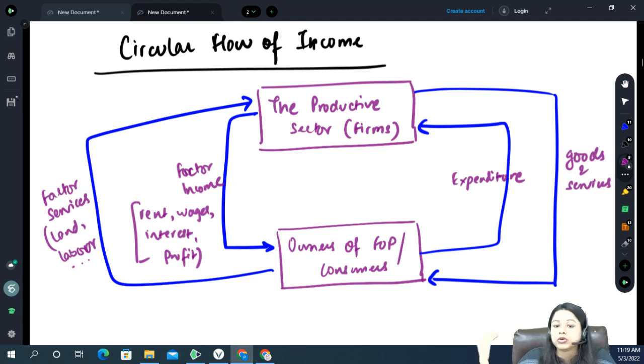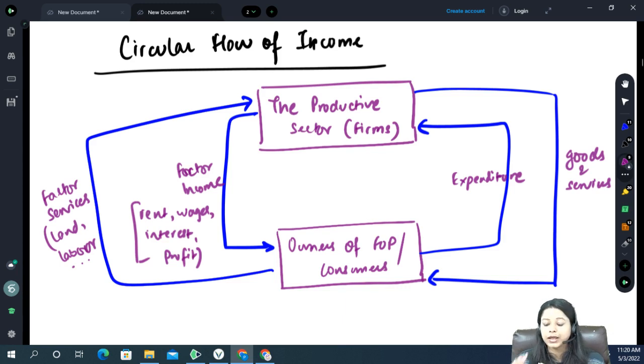Now, what are the micro level economic decisions which the productive sector will make? What type of factor services do I want? Do I want capital? Do I want labor? And in what form do I want to give you the income? Will it be wages, in the form of money or maybe non-monetary forms? That is what the firms are deciding. Owners of capital are deciding, do I want to give my land on rent? Do I want to provide my labor for a particular firm? That is what the owners of FOP are deciding.